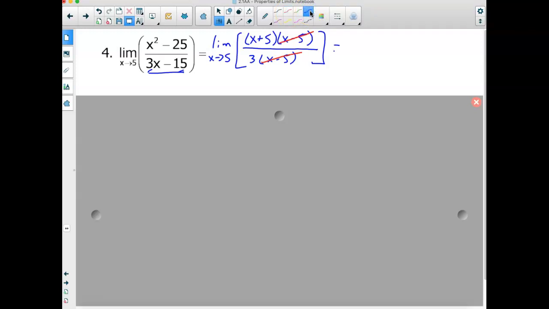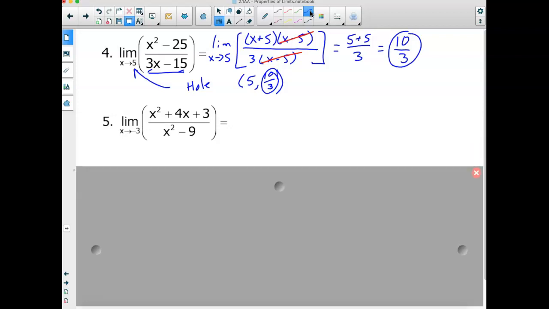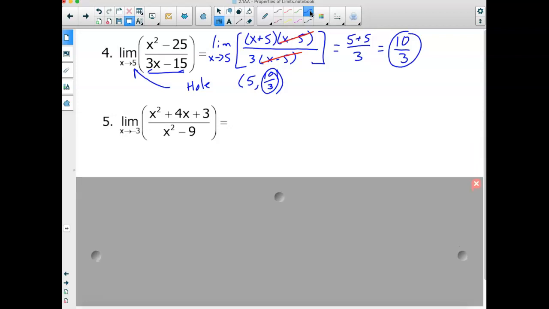I can substitute that in. If I'm going to 5, I get 5 plus 5 over, you guessed it, 3. I guess that limit is 10/3. There's a hole. There is a hole in the function at 5, 10/3. The limit is 10/3, but 10/3 is not on the graph. It's kind of wacky and wonky, but that's the way it is. Okay? The point does not have to exist for that to happen.